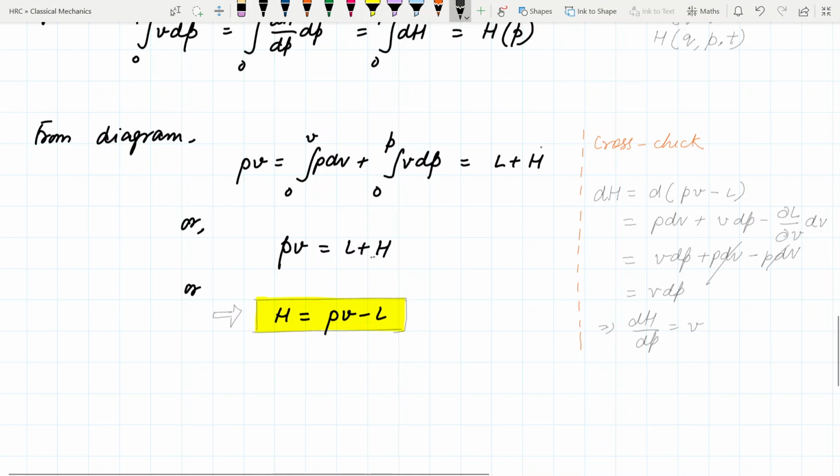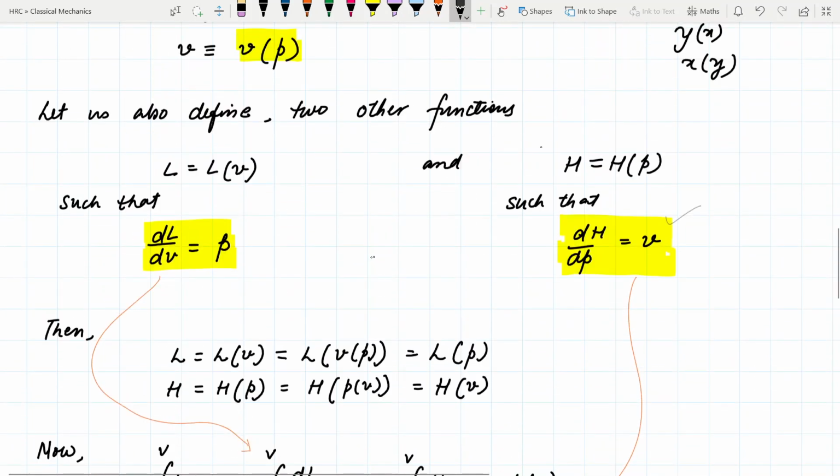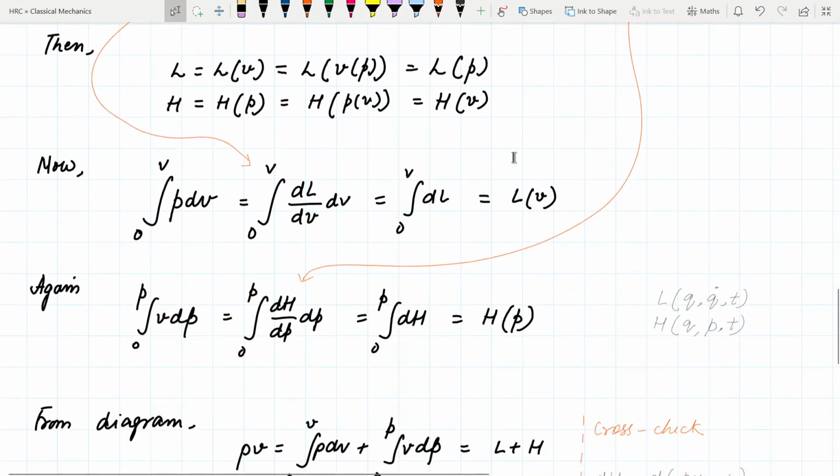The only difference is that here we have written H as a function of P and L as a function of V, while in reality L is not just a function of V but also Q, Q dot and T, and H is not just a function of P but also Q, P and T. So it's basically a multivariable function. So it doesn't make any difference. Nothing is going to change.